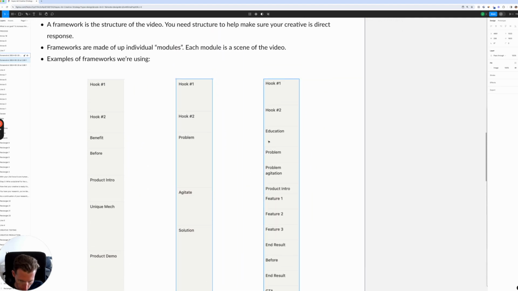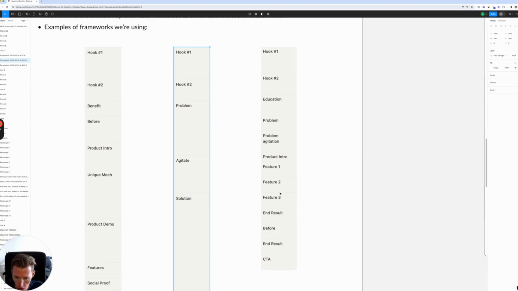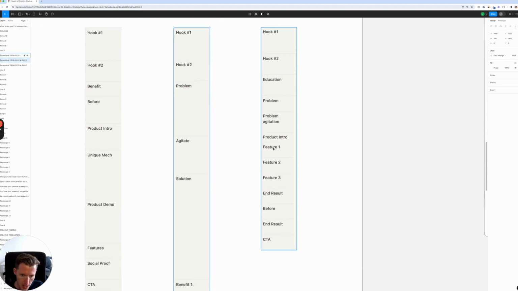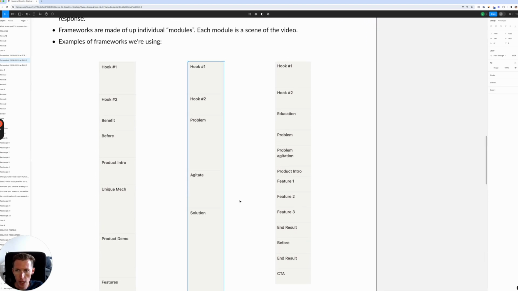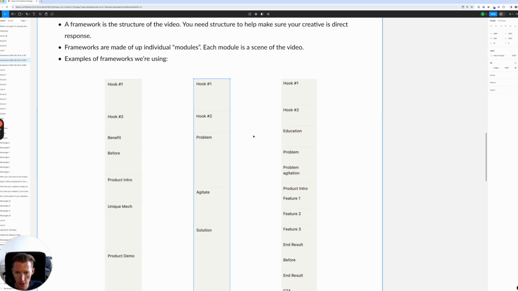This one has a hook, it has education, it has problem agitation, product introduction, feature 1, feature 2, feature 3, end result before, and end result. So really you can copy one of these frameworks, but ultimately you just need some sort of structure that makes sense, right? So that there's a sequence to your videos.